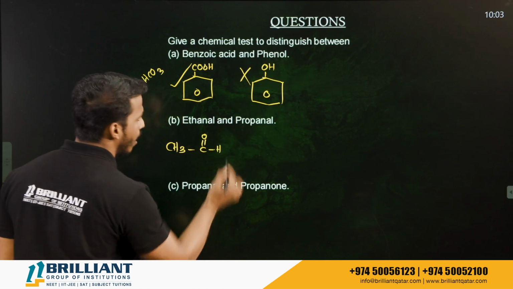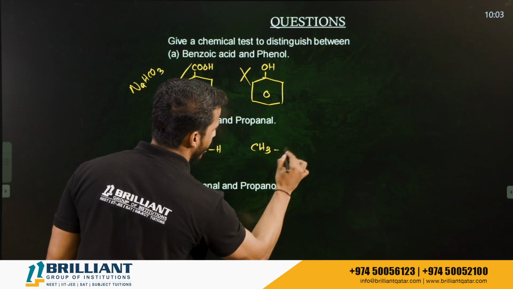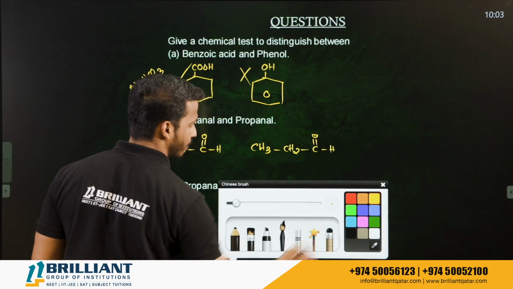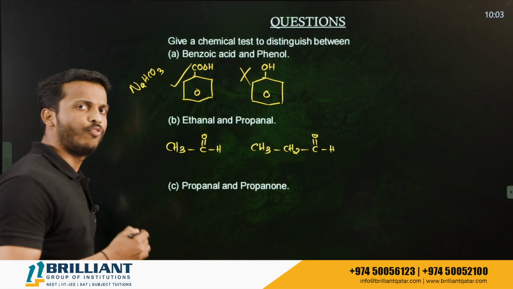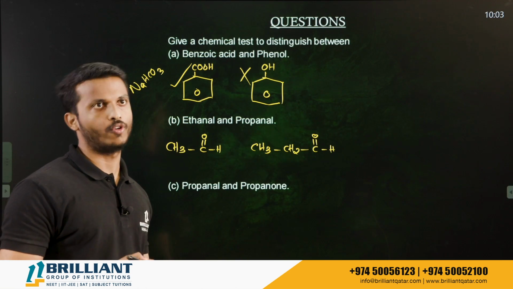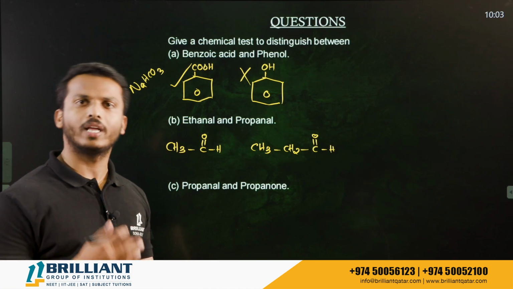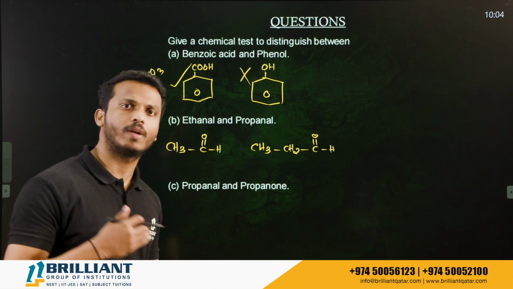CH3CHO is ethanal. What is propanal? CH3CH2CHO. Which tests can be used, dear student? Can we use the 2,4-DNP test? No, because the 2,4-DNP test is given by all aldehydes and ketones. Can we use Tollens test? No, Tollens test is given by all aldehydes.